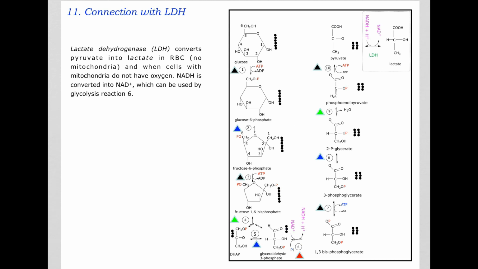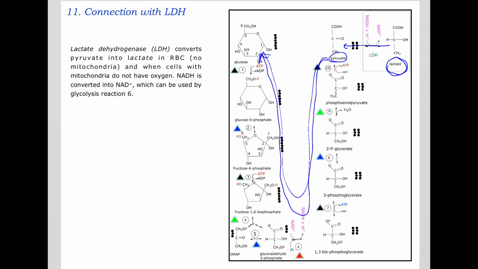Another very important function of the LDH enzyme is something we'll talk about in the future. There is a metabolic pathway, which happens in the liver and kidney cells, where pyruvate can be made into glucose. This pathway is called gluconeogenesis. In this case, the liver and the kidney can take lactate, make it into pyruvate, and then convert this pyruvate into glucose.